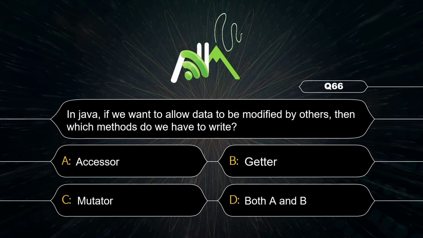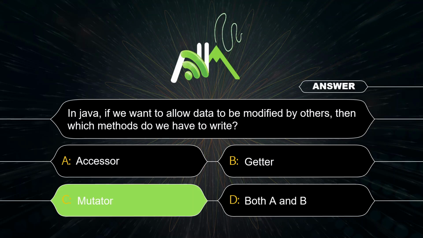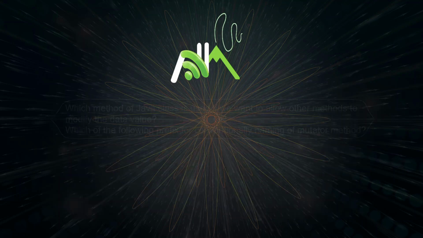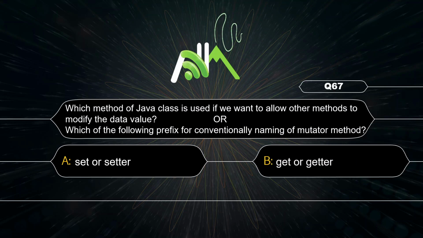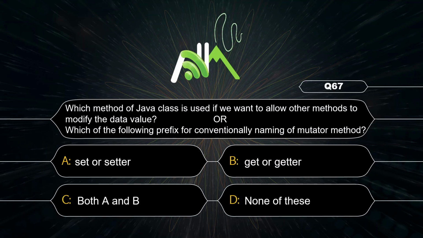In Java, if we want to allow data to be modified by others, then we have to write mutator, option C. A Java class is used if we want to allow other methods to modify the data value. Or it can be like this: which of the following is the prefix for conventionally naming a mutator method? That we saw, set or setter.